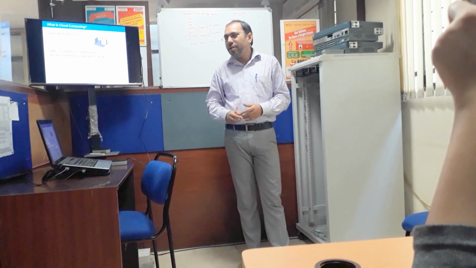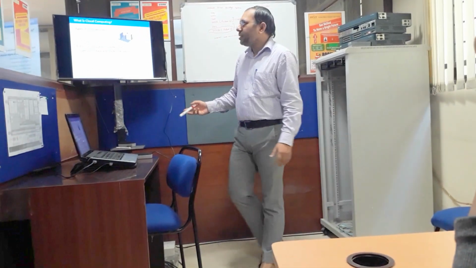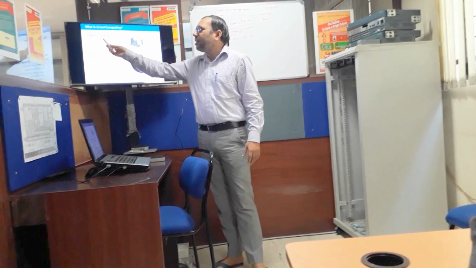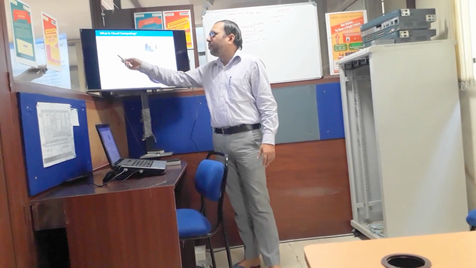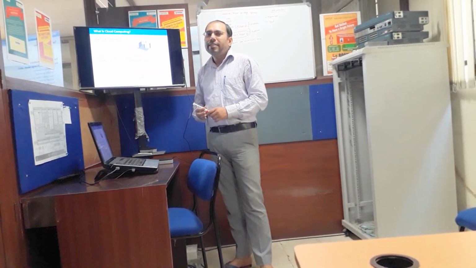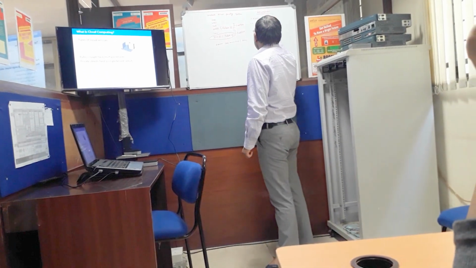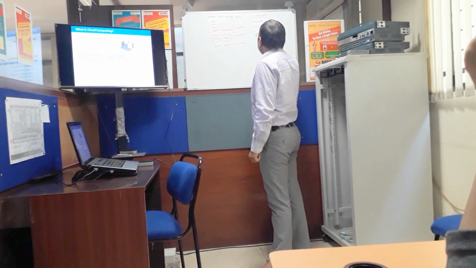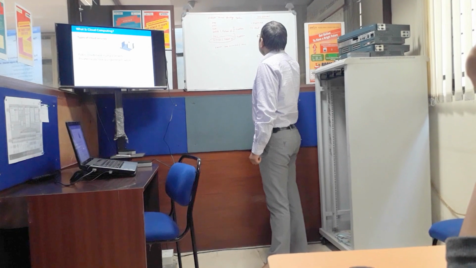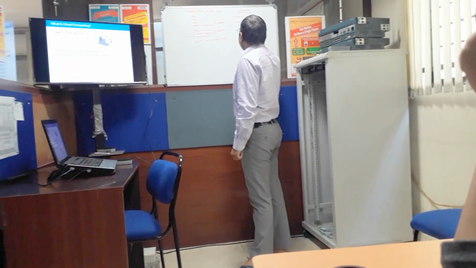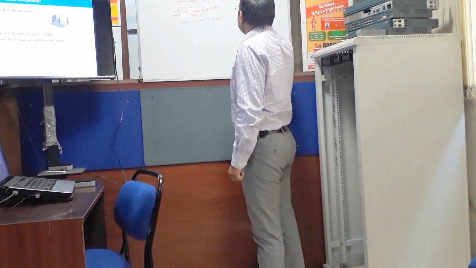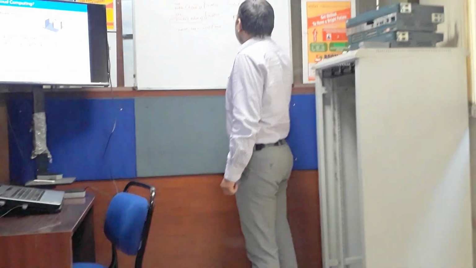Same thing applies for the cloud services, which you can see. There are 3 cloud services: infrastructure as a service, platform as a service, and software as a service. So infrastructure as a service is more like the rented house. Platform as a service looks more like the PG, and software as a service looks more like a hotel.